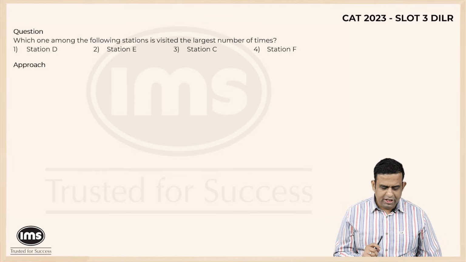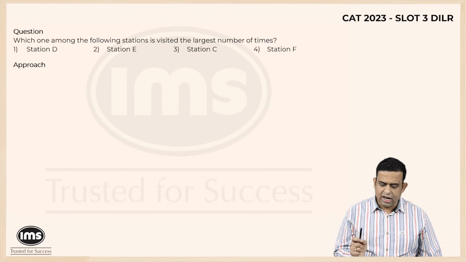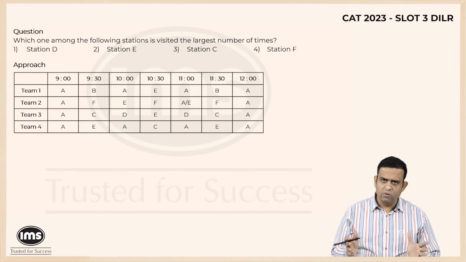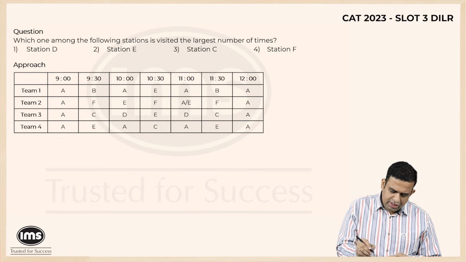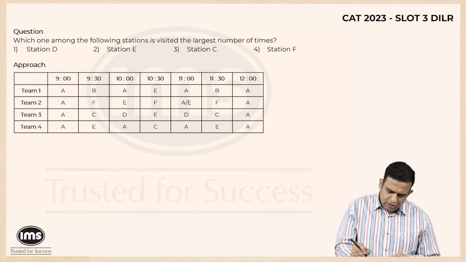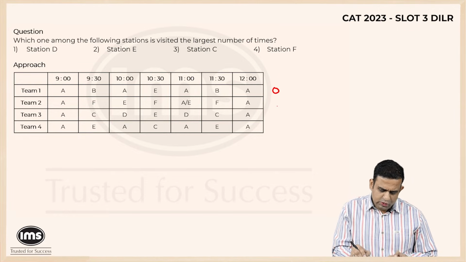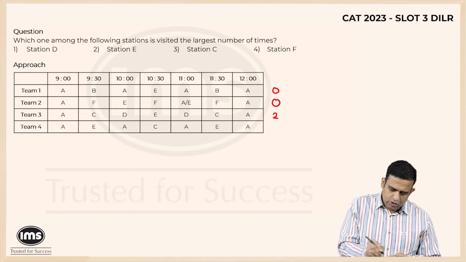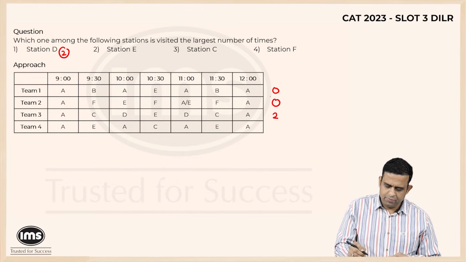Which among the following stations is visited the largest number of times? So let's focus on one by one. Station number D. So D count, if you look at here, for team number 1 is 0. Team number 2 also is 0. This is 2. So count becomes 2 so far.